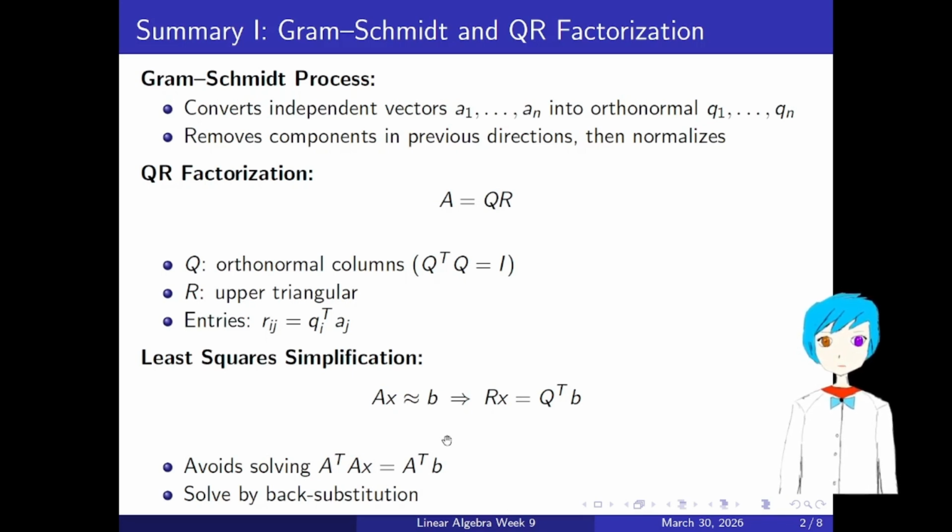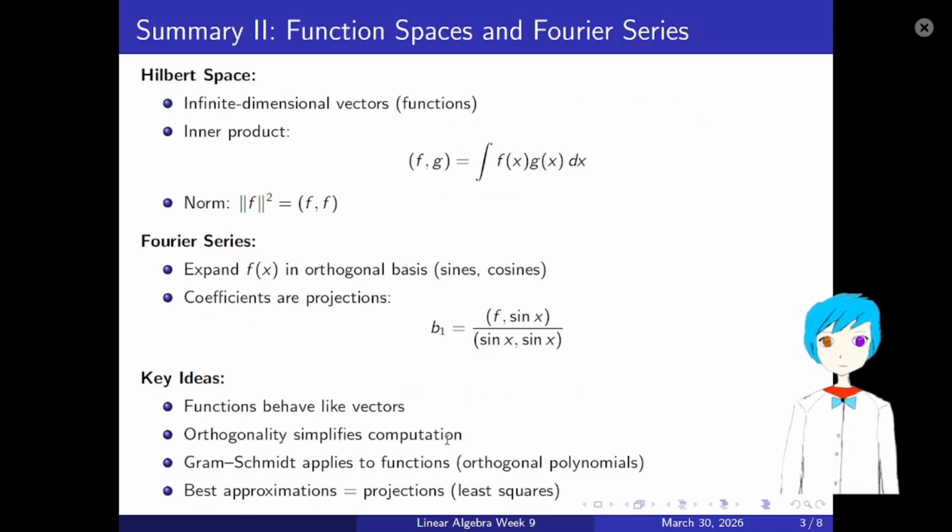So in this way, the least squares problem can be greatly simplified to Rx equals Q transpose b. So in this way, we avoid solving A transpose Ax equals A transpose b, and Rx equals Q transpose b can be solved directly using back substitution.